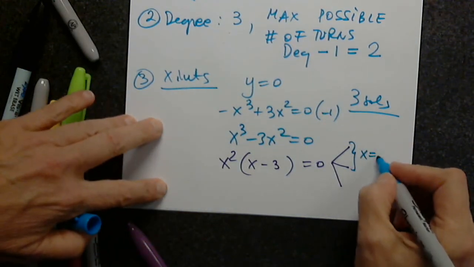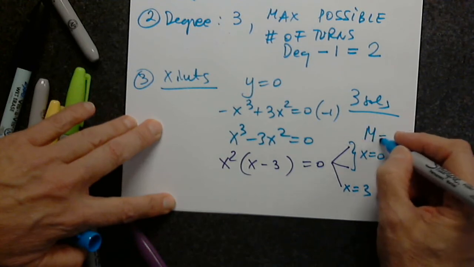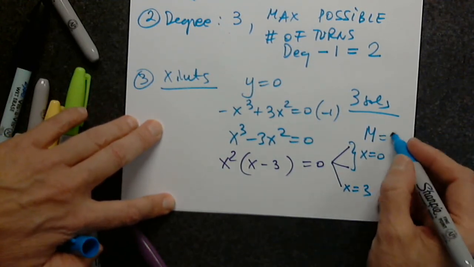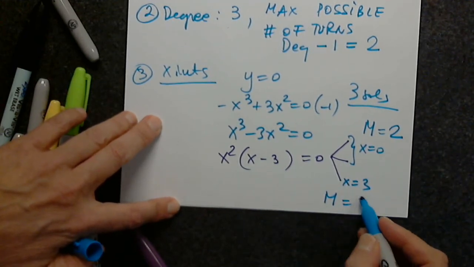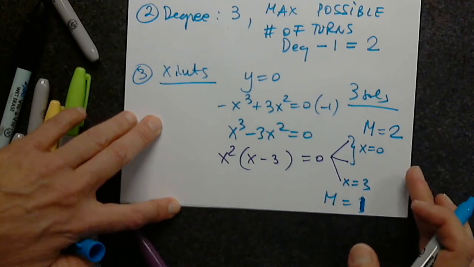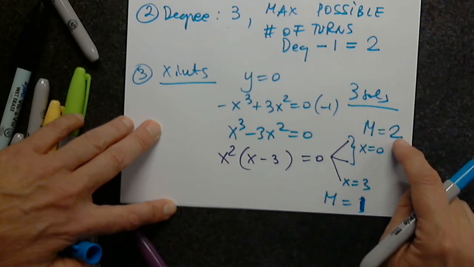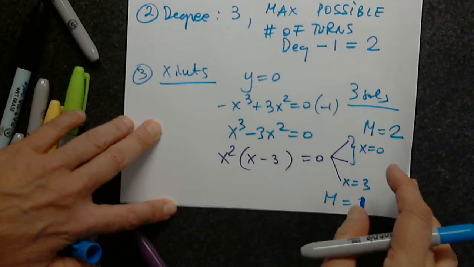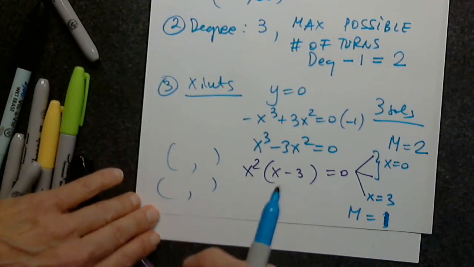Exactly. Very good. x equals 0 and x equals 3. What is the multiplicity of solution x equals 0? Very good. What is the multiplicity of solution x equals 3? 1. So the multiplicities, when I add them up, I have to get 3 solutions. When I add 2 plus 1, do I get 3 solutions? Perfect. So what would be the ordered pairs here?